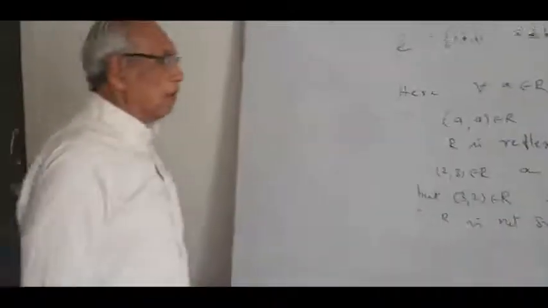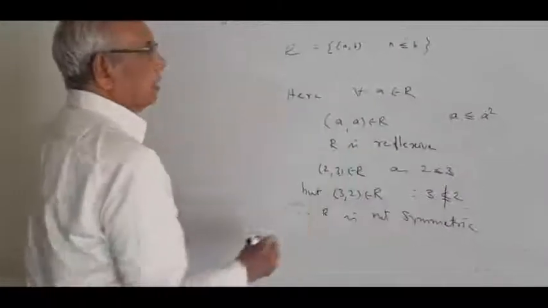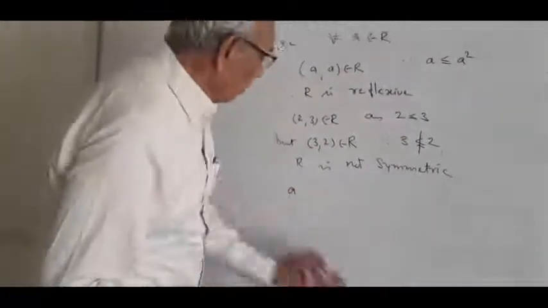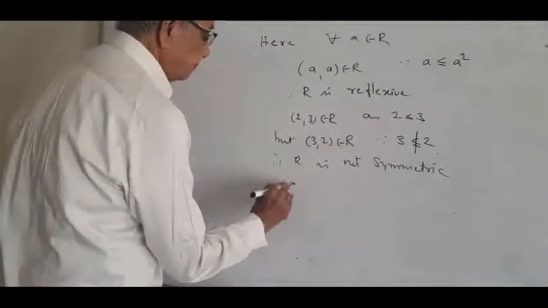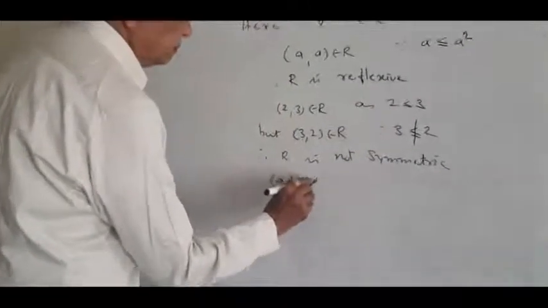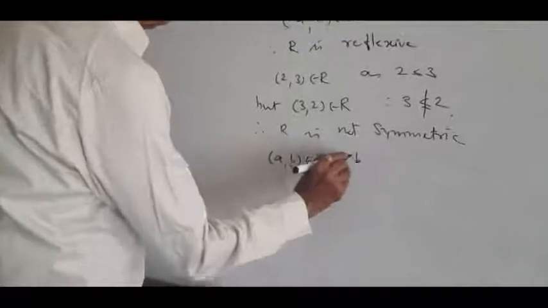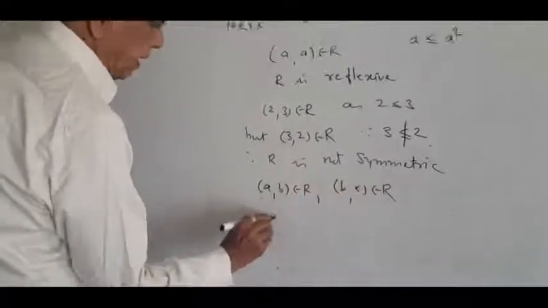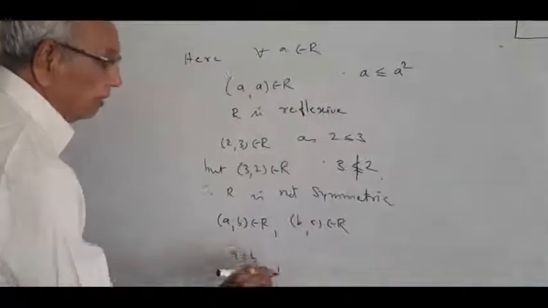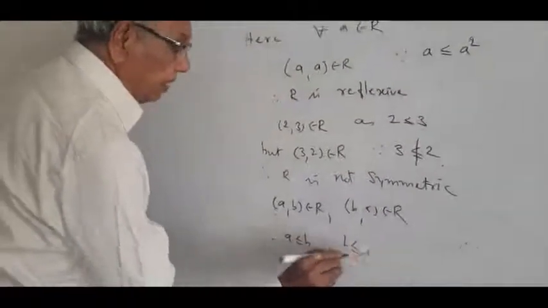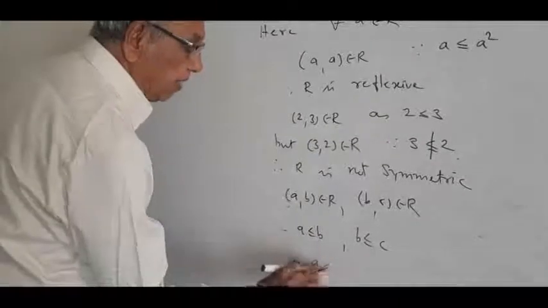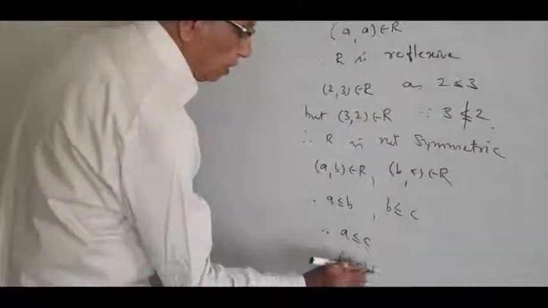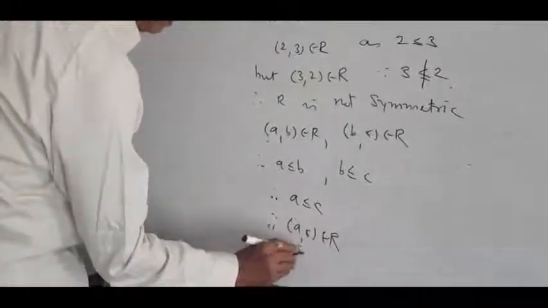Now let us think about transitive. (a, b) belongs to R and (b, c) belongs to R. Therefore, a is less than or equal to b and b is less than or equal to c. Therefore, a is less than or equal to c, and therefore (a, c) belongs to R. Therefore, R is transitive.